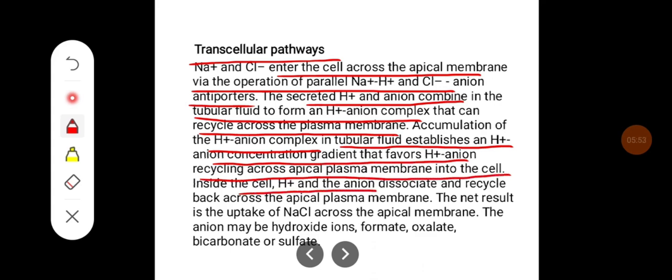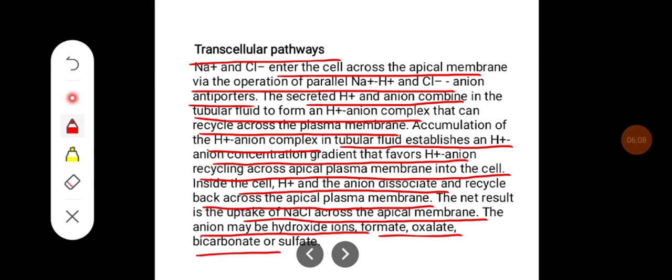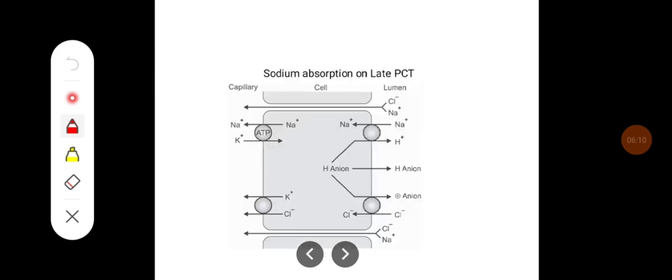Inside the cell, H+ and anion dissociate and recycle back across the apical membrane. The net result is uptake of sodium chloride across the apical membrane. The anion may be hydroxide ions, formates, oxalates, bicarbonates or sulfates.